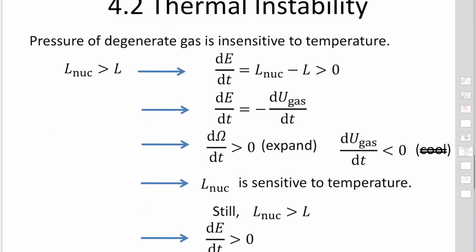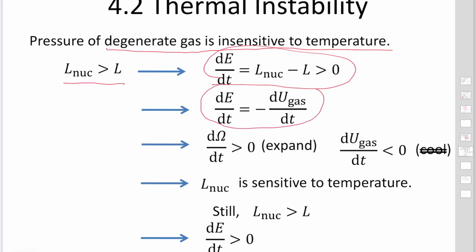Then thermal instabilities. Now we consider that the pressure of the degenerate gas is insensitive to temperature. We consider the same situation: L_nuc is larger than the luminosity. Then this is going to be positive, and this gives the same answer. Then d omega dt is the same, so the star is going to expand. The star is going to expand, with expansion of the surface.